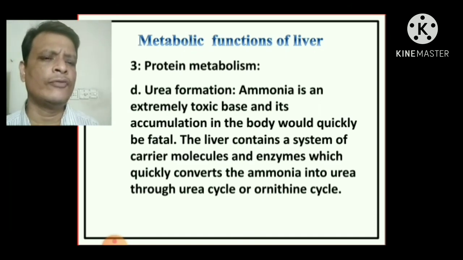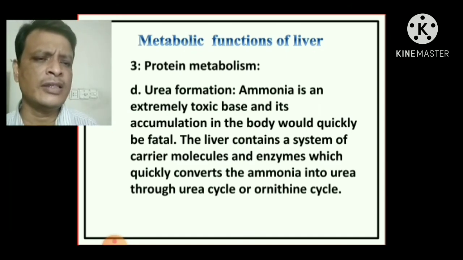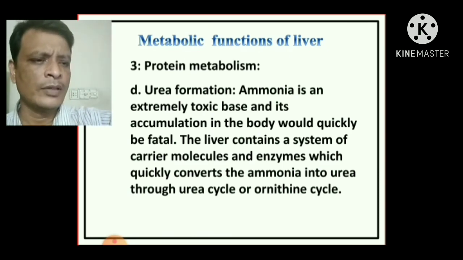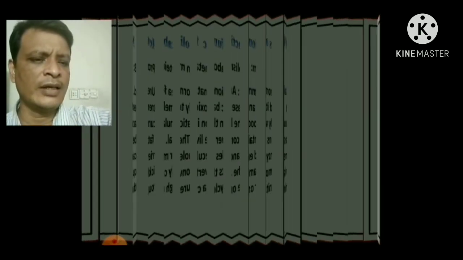Now the urea formation. Ammonia is an extremely toxic base and its accumulation in the body would quickly be fatal. The liver contains a system of carrier molecules and enzymes which quickly converts the ammonia into urea through the urea cycle or ornithine cycle.